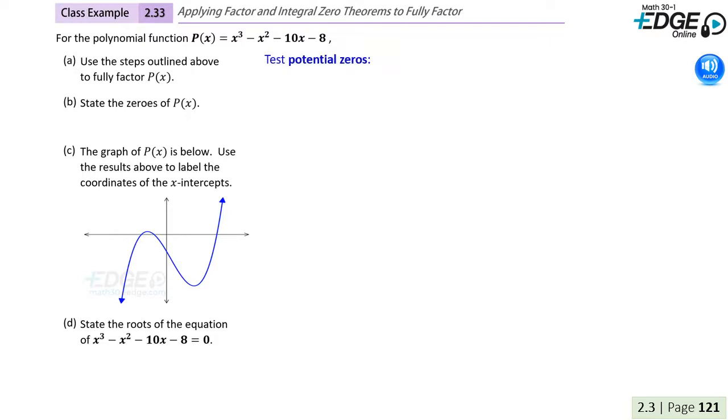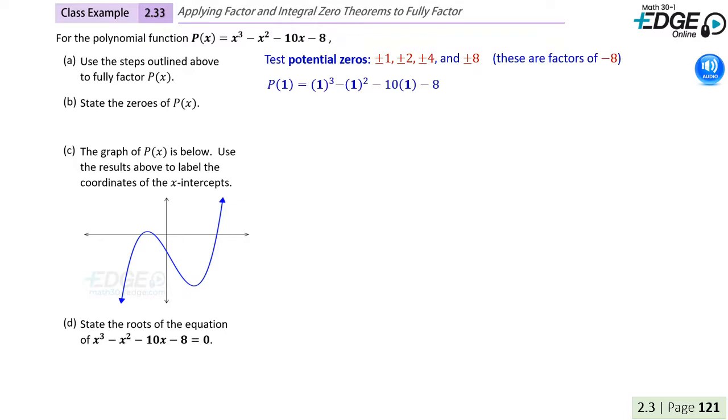Let's first test our potential zeros. We know that the constant term in the expanded form of this polynomial is negative 8. It has as factors plus or minus 1, plus or minus 2, plus or minus 4, and plus or minus 8. These represent the potential zeros of this polynomial. Again, we know that a cubic has at most 3 zeros, so it's not possible for it to have 8, but these are all possible. Also, it can happen that 1 zero repeats itself.